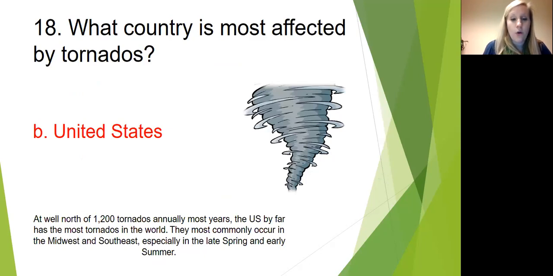Question 18, what country is most affected by tornadoes? And the answer is B, the United States. The United States has around 1,200 tornadoes most years. It's by far the country with the most tornadoes in the world. And tornadoes here commonly occur in the Midwest and the Southeast and are most present in the late spring and early summer.